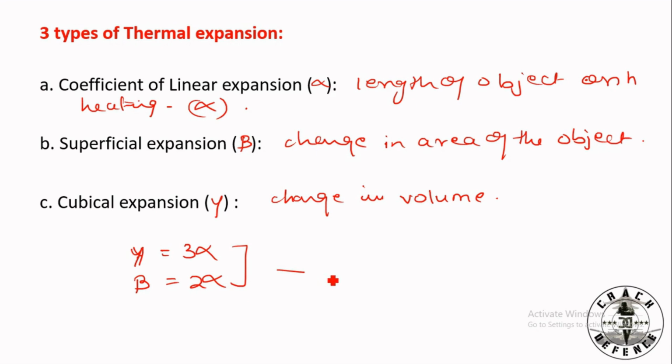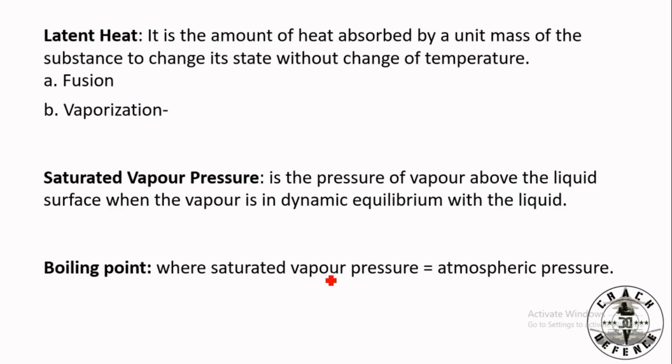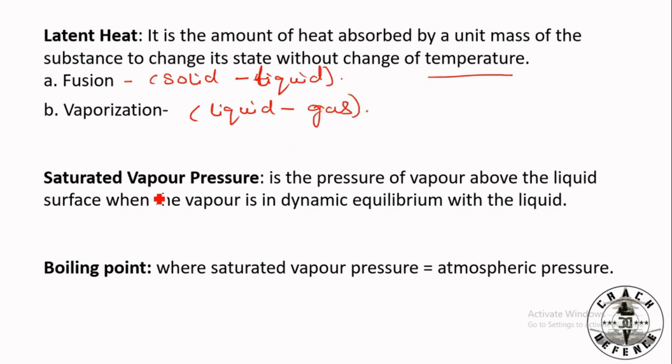Now let's try to understand some basic concepts in heat. First, we have latent heat. It is the amount of heat absorbed by a unit mass of the substance to change its state without changing the temperature. First, we have fusion. When solid changes to liquid without changing its temperature, we call it fusion. And when liquid changes to gas, we call it vaporization.